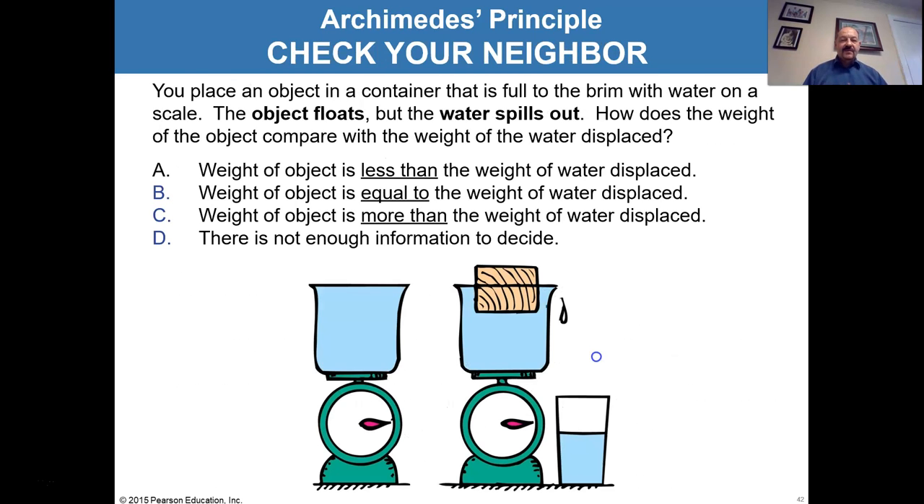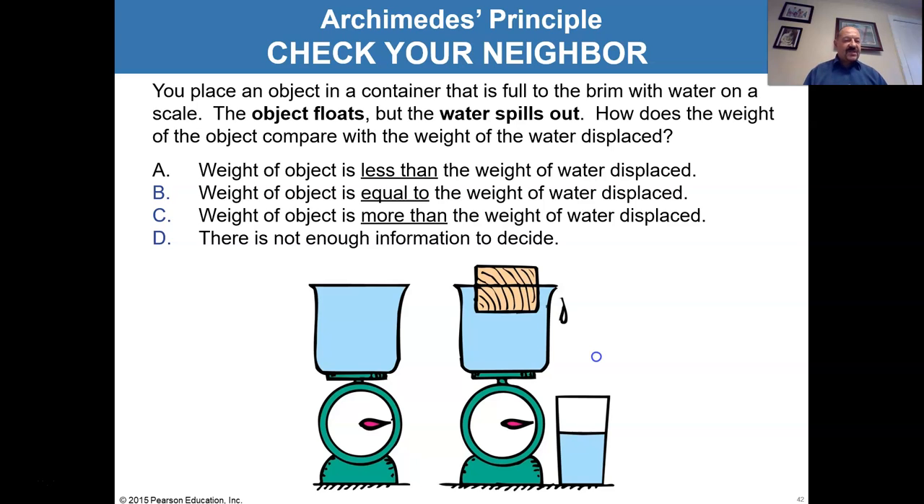All right. You place an object in a container that is full to the brim with water, right up to the top, on the scale. Okay, you're measuring the weight of the water on the scale. And then an object floats, but the water spills out. So you put an object in the top and it spills out. How does the weight of the object compare with the weight of the water displaced? In other words, the water that went into that side cup.